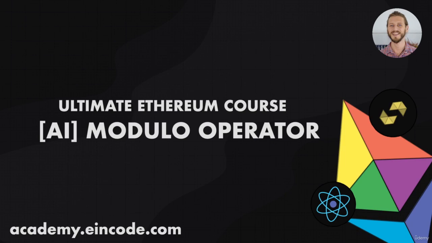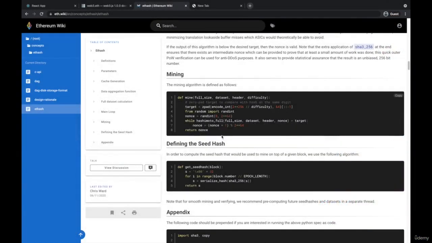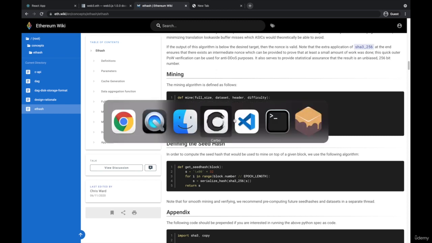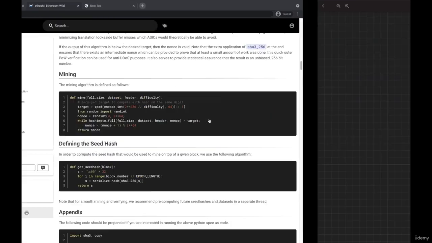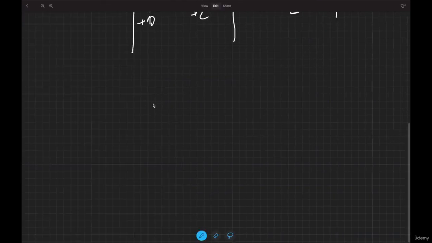Hello, welcome here. In this lecture, I gave you some more information about the blocks, and we have been talking about the mining algorithm in Ethereum, so proof of work algorithm. In this lecture, I would like to talk more about the Modulo Operator. This lecture will be optional, so if you already know what the modulo is, go ahead to the next lecture.